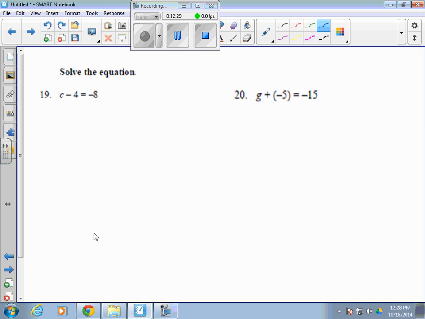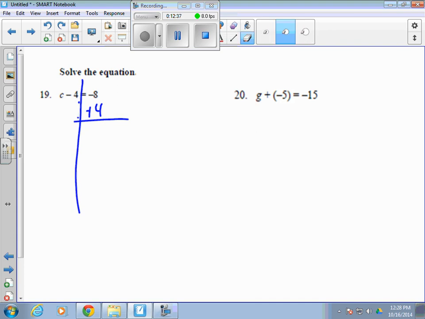C minus 4 equals negative 8. Undo minus 4 by adding 4 to both sides. Make sure you're adding 4 and don't look at the right side until you undo the left side like I tried to do. Add 4. Negative 8 plus 4, opposite signs, subtract them. 8 minus 4 and you get the number 4. 8 is the larger absolute value. Keep its sign, so it's negative 4.